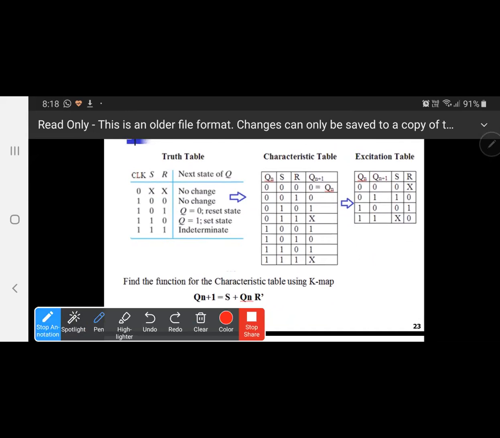So now, you know the truth table. The truth table is very much clear to you. If clock is 0, whatever the value of S and R doesn't change, means it works as a memory. If R is 1, it means reset. If S is 1, then set. If both are 1, then invalid. It is clear to everyone?